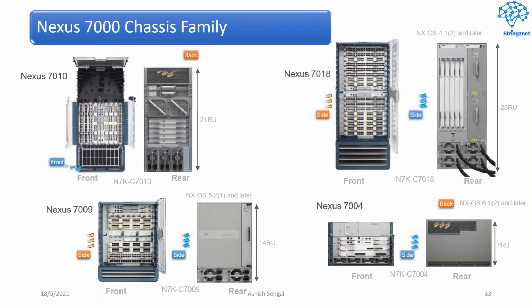Fresh or cool air is coming from its left hand side and hot air is going out from the left hand side. Same is happening in 7009. I really need not tell you about 7004 why the cool air is coming from the left and exiting out from the rear.